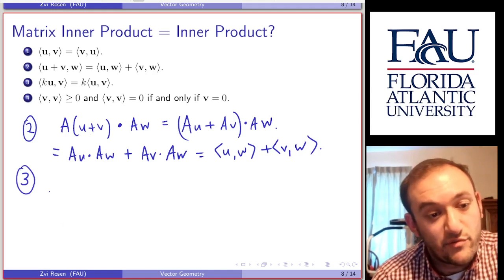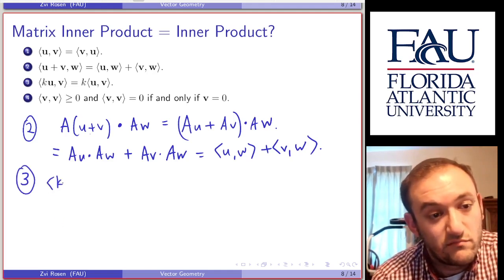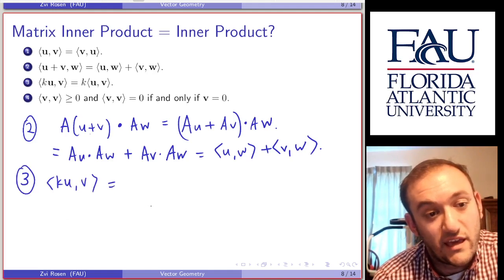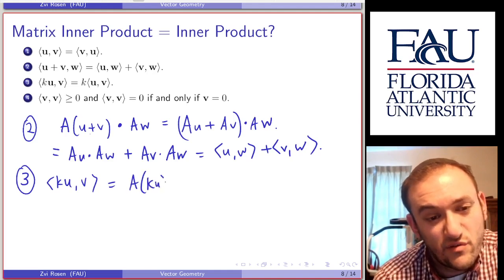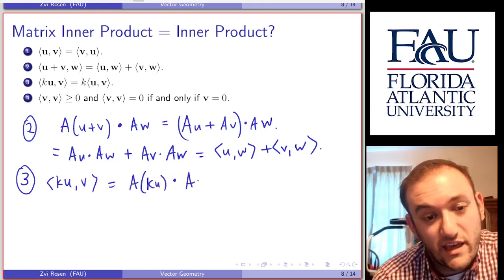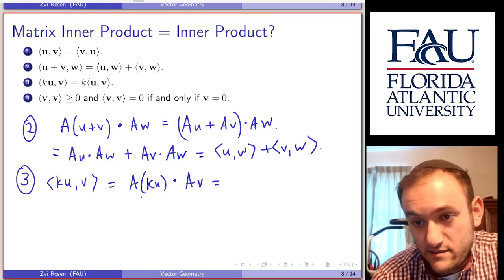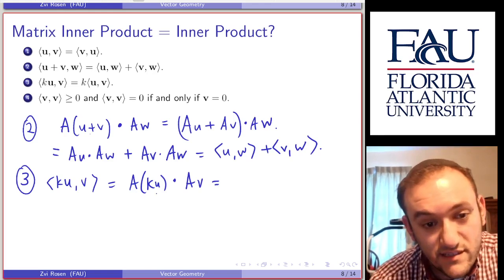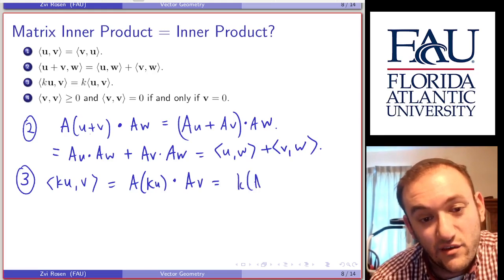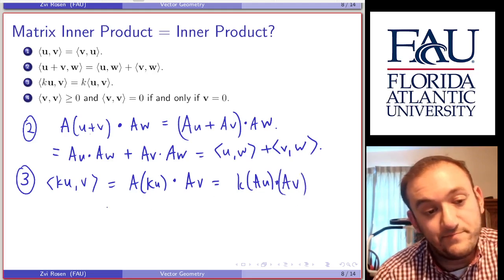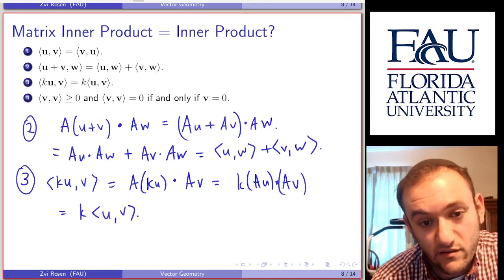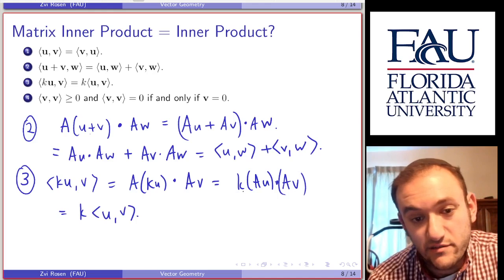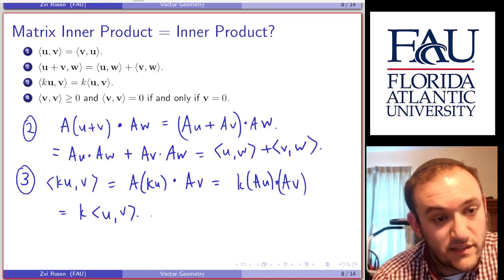Okay. Number 3, so we need to know that ⟨kU, V⟩ is equal to k times ⟨U, V⟩. Well, this is given by A(kU) dot product AV, and because this is matrix multiplication, you can pull scalars out. So this is the same as k times AU dot AV, and this is equal to k times the inner product ⟨U, V⟩, because you can pull k out of a dot product. So that gives us the third property.